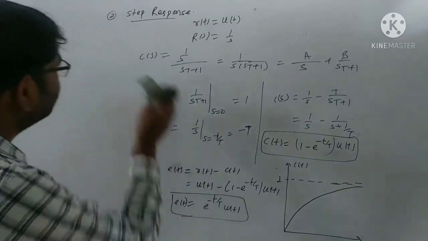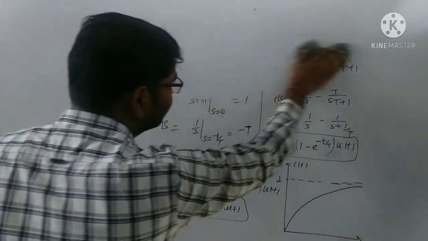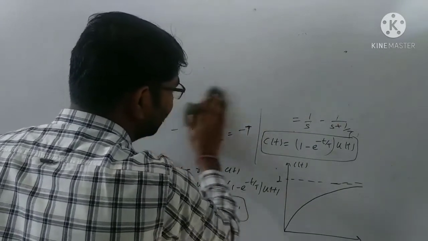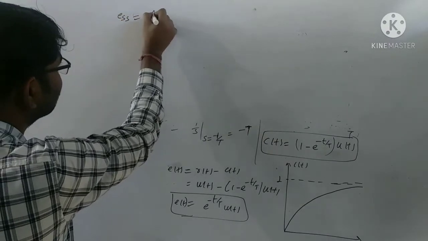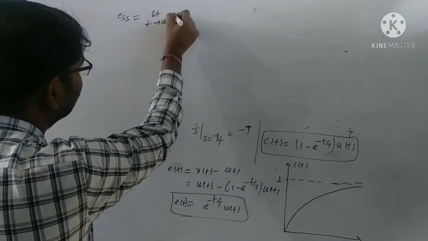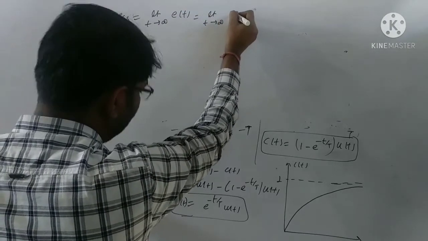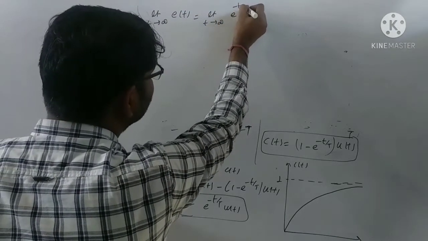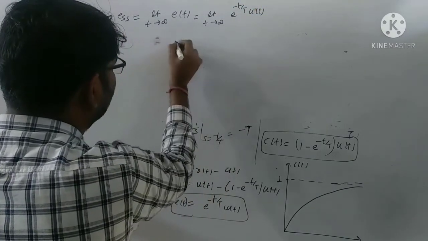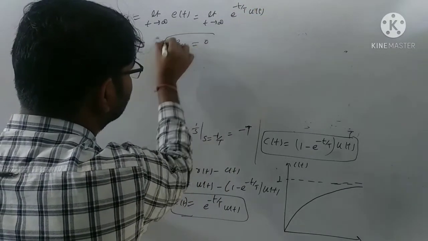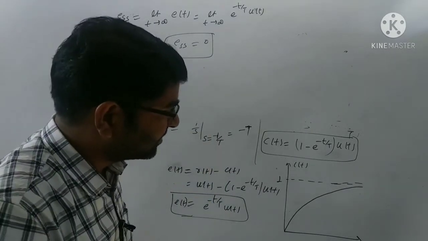Now I am going to find the steady state error. Steady state error e_ss, that is limit t approaches to infinity e(t), which is limit t approaches to infinity e raised to power minus t by T u(t), and you will get e_ss is 0. So steady state error for this step response is 0.